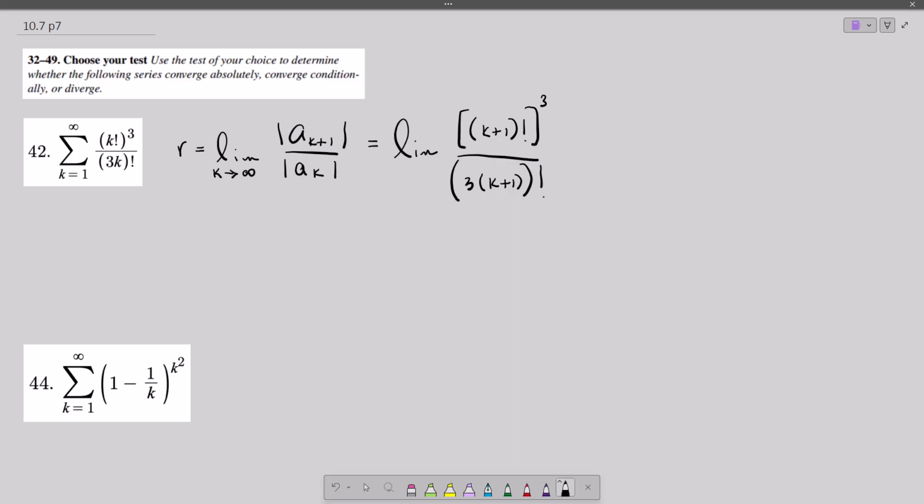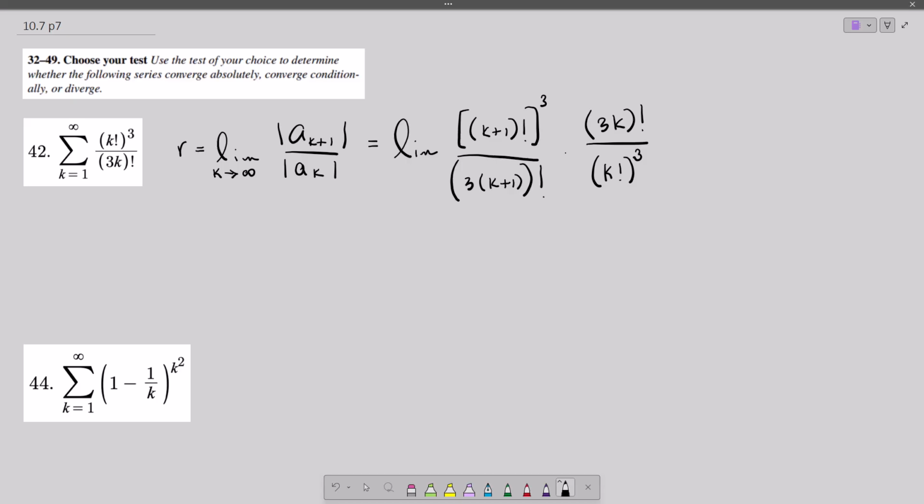Now we're going to divide by a sub k, which is the same thing as multiplying by the reciprocal of a sub k, which means we just flip this. Dividing by a sub k is multiplication by the reciprocal. That's going to give us 3k quantity factorial divided by k factorial quantity cubed. There are no absolute values anymore, since all of this stuff is positive, so we can take them away.